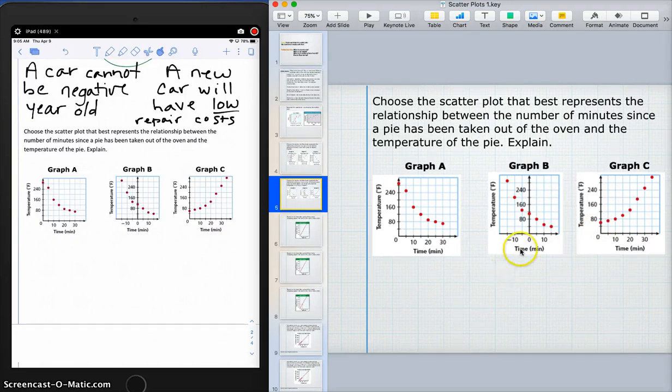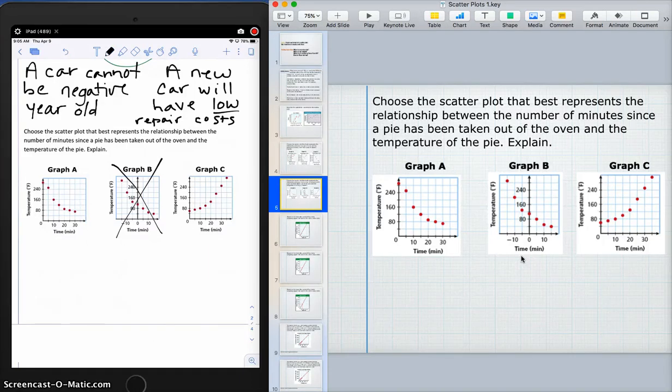So first, let's look at this negative thing, okay? Is anything going to start cooling down in the oven before you take it out? No, nothing is going to cool down inside the oven before you take it out. So we can eliminate graph B.